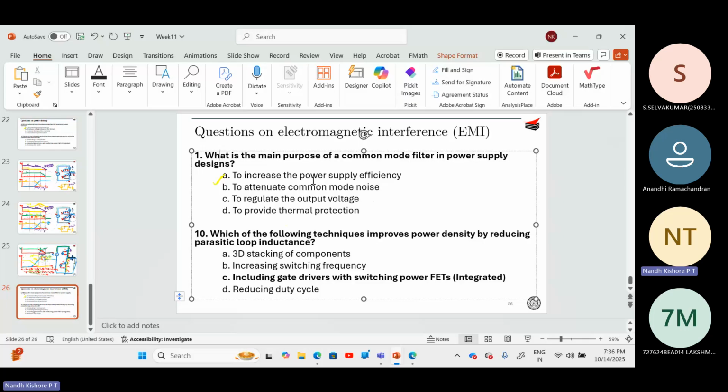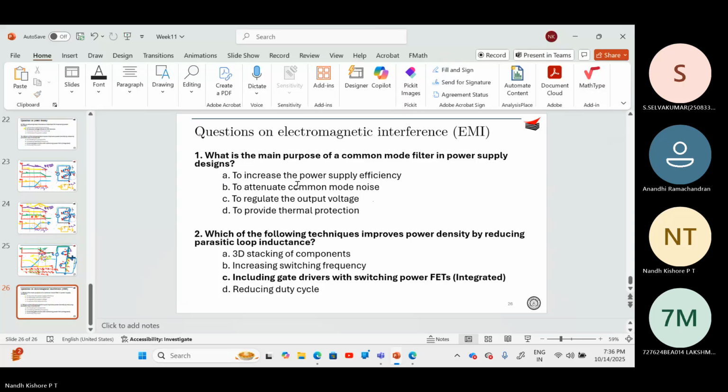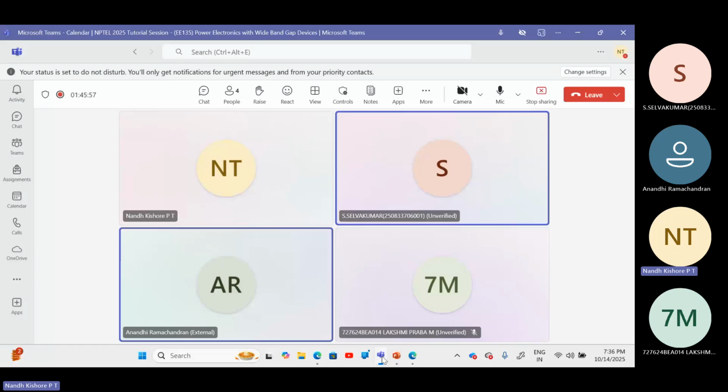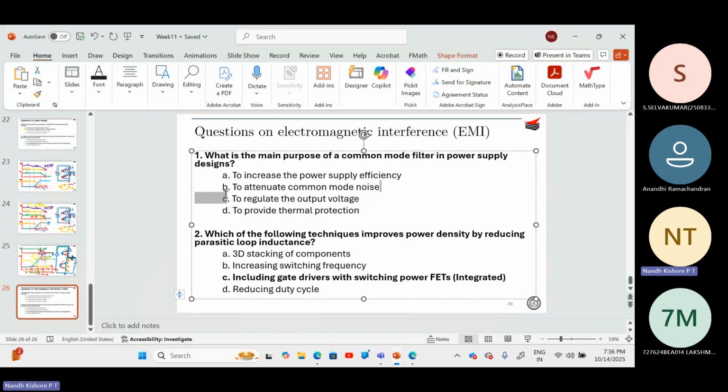What is the main purpose of common mode filter? I think this is very simple. What is the purpose of a common mode filter? Option B. Right. So it is to attenuate the common mode noise.